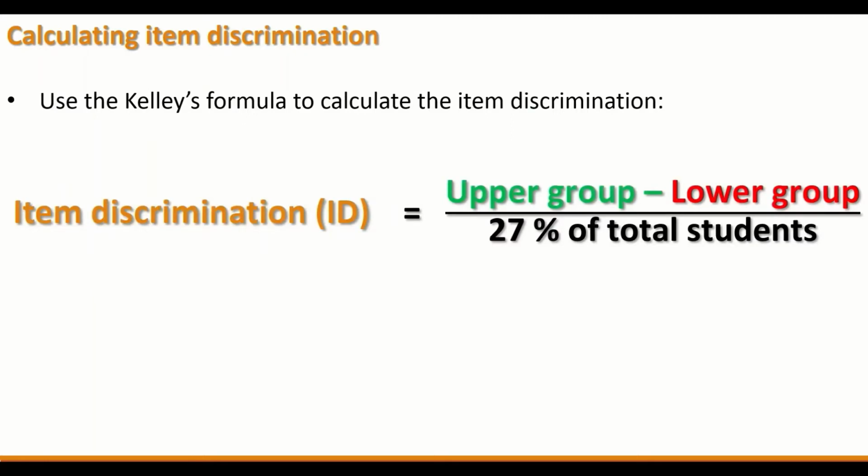The ID equals upper group minus lower group divided by 27% of total students, i.e. calculating the upper group proportion and the lower group proportion and subtracting them to get the ID. An ID percentage also can be calculated by multiplying the ID product with 100.